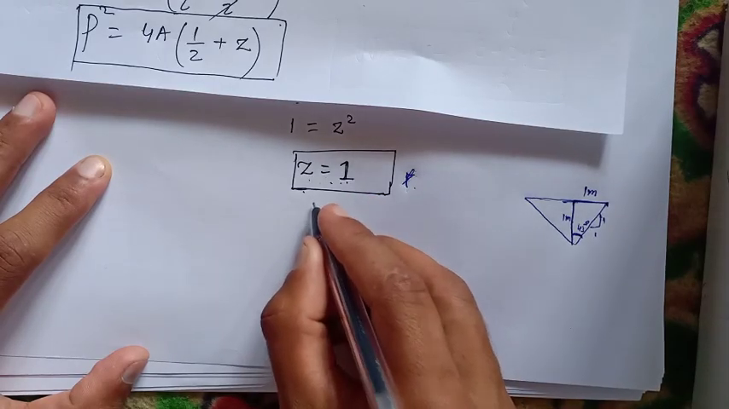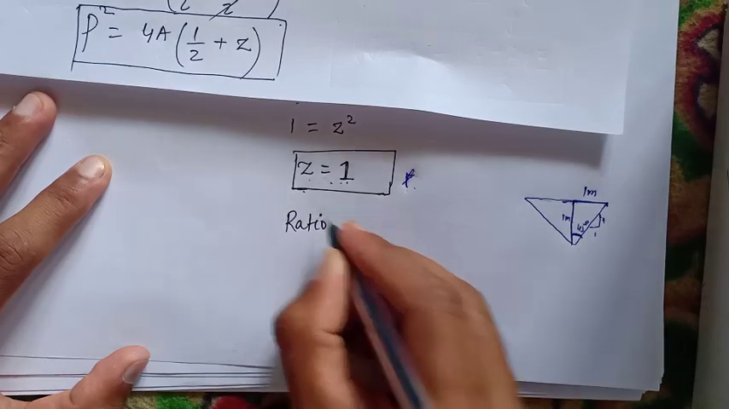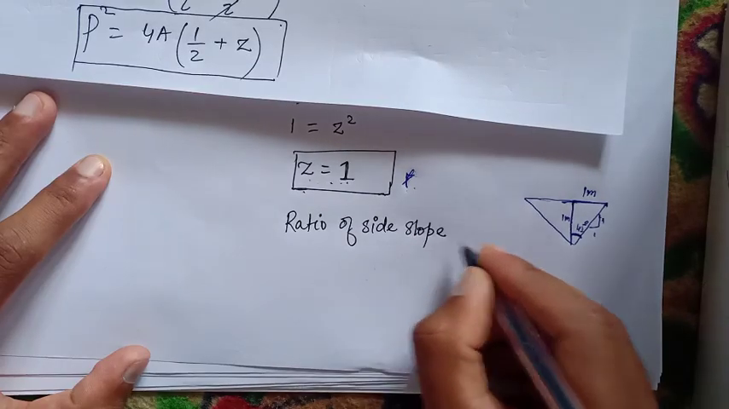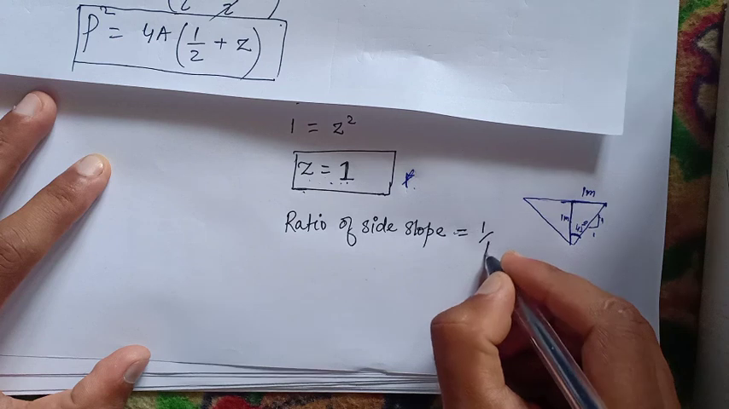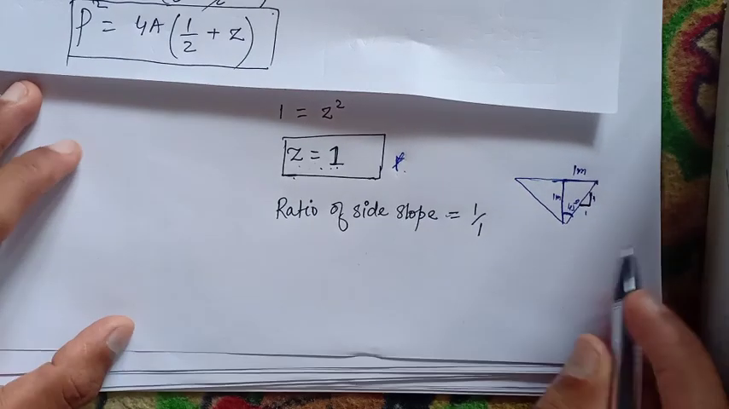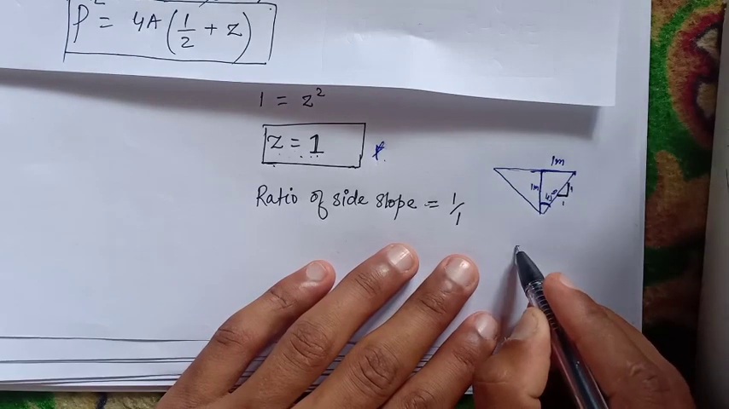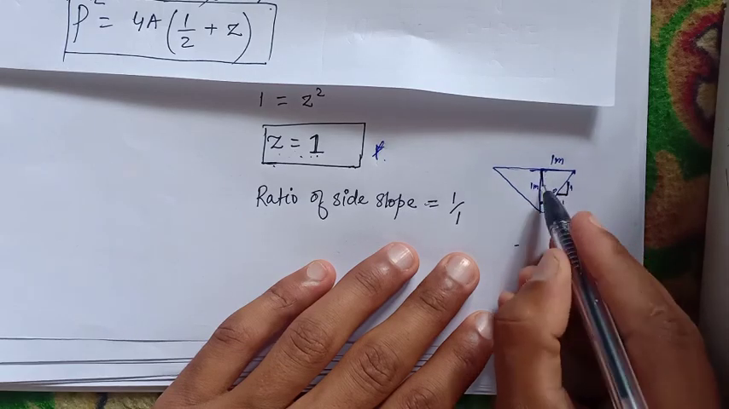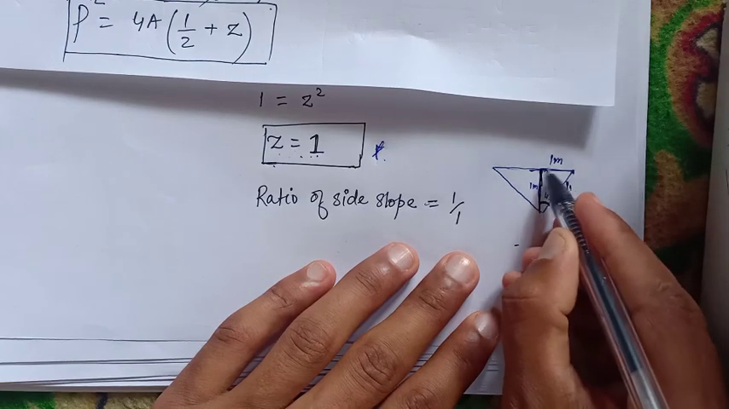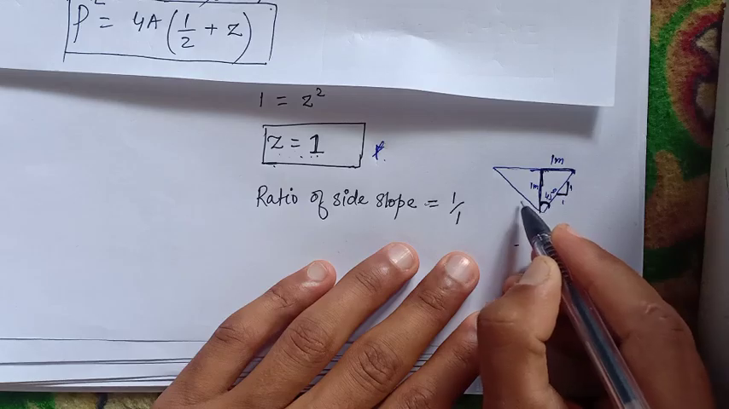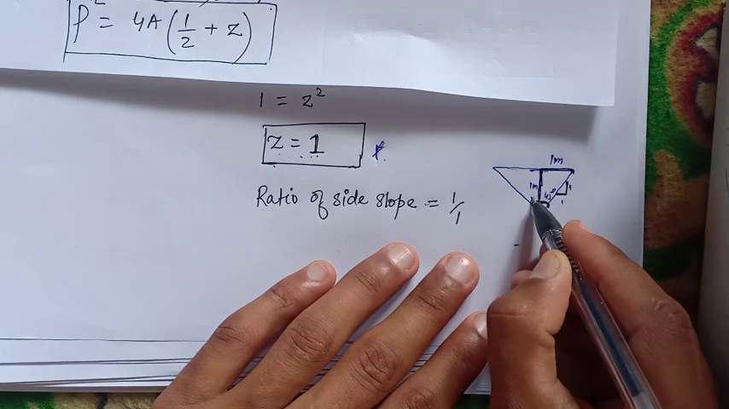So this is the first condition for a triangular section to be most economical. This means that the ratio of side slope must be equal to 1:1. That is, if we go 1 meter in the vertical direction, we have to go 1 meter in the horizontal direction. Here you can predict one more thing. This triangle is a right angle triangle. If the perpendicular and base of the right angle triangle are equal, then this angle must be 45 degree, and this angle will also be 45 degree.